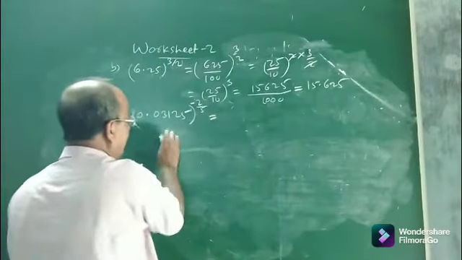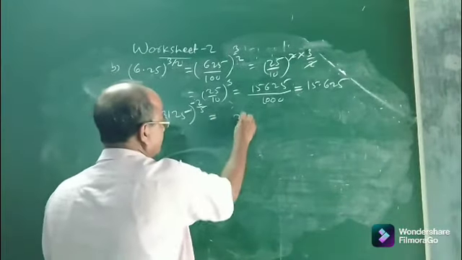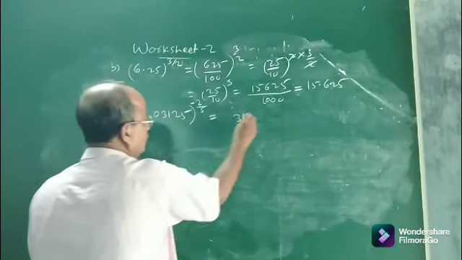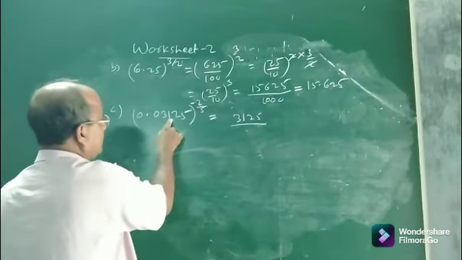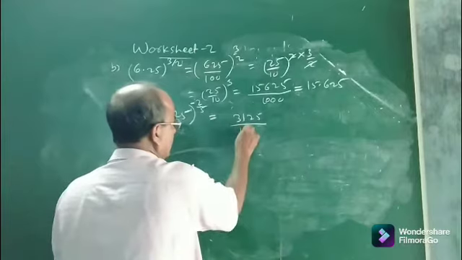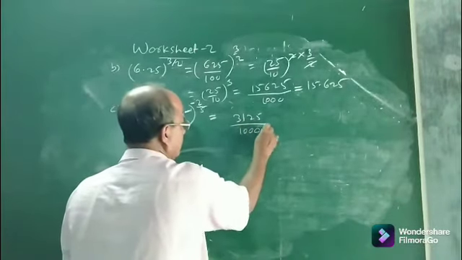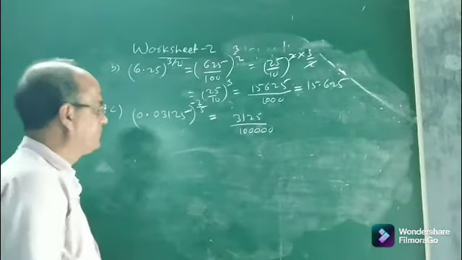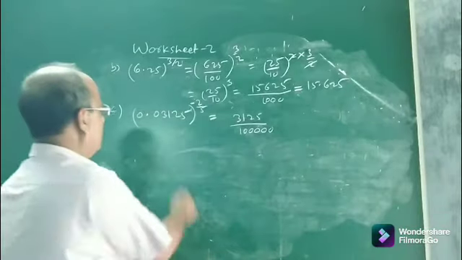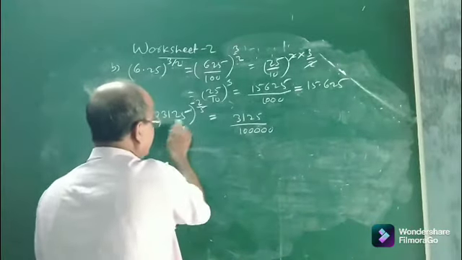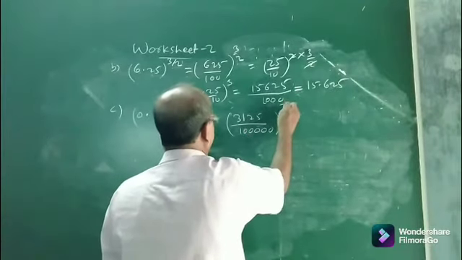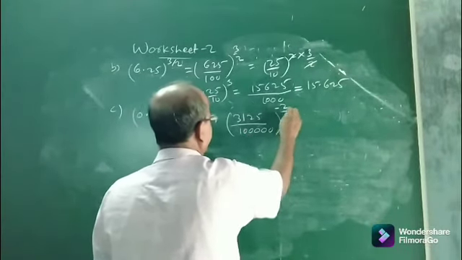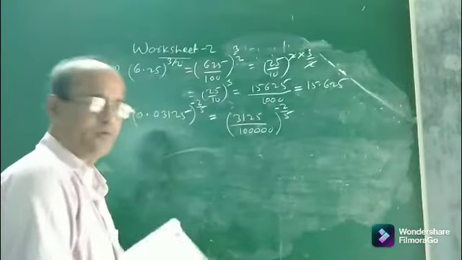How to do this one? In a similar manner, first you change it into a fraction. It is 3125 divided by how many digits? 1, 2, 3, 4, 5. So 5 zeros you put. Now you have converted it into a fraction, whole to the power minus 2 by 5.